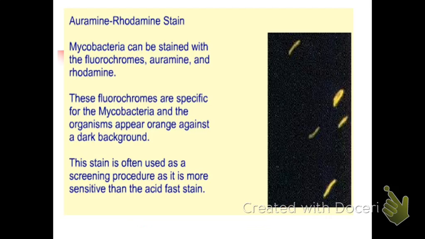Okay, so this is another example of the auramine-rhodamine stain. Usually they would be stained yellow or bright orange against a dark background. So this AR stain is actually more sensitive than Ziehl-Neelsen or the Kinyoun method because it will be easier for us to see these microorganisms as they usually glow in the dark against a dark background. But this stain is more expensive as compared to the Ziehl-Neelsen or Kinyoun method, and it requires a special type of microscope.